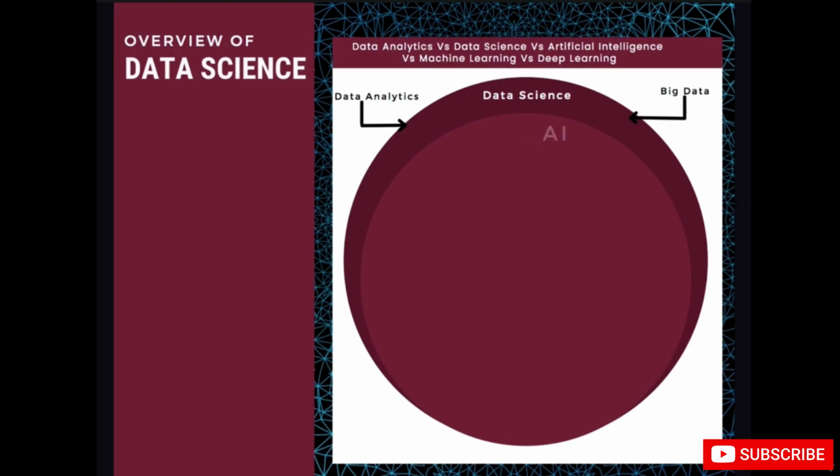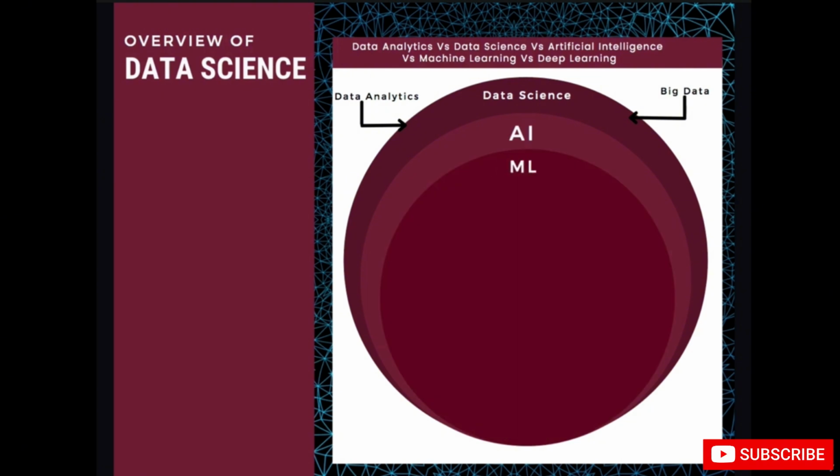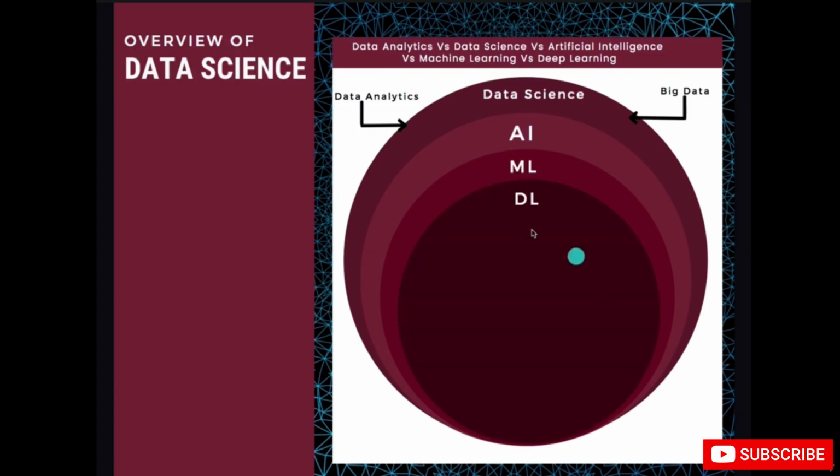Inside artificial intelligence, we have machine learning. So first we have data science being the mother of all, then we have artificial intelligence, and inside artificial intelligence we have machine learning. Machine learning is just a subset of artificial intelligence. Now, inside machine learning itself, we also have deep learning. Deep learning is also a subset of machine learning, and it's a subset of artificial intelligence.